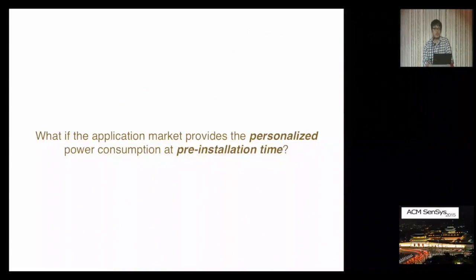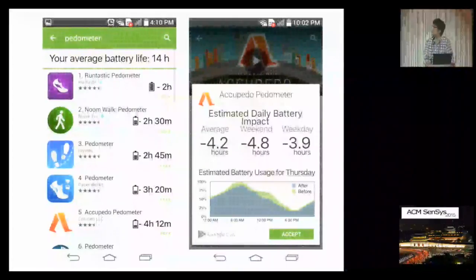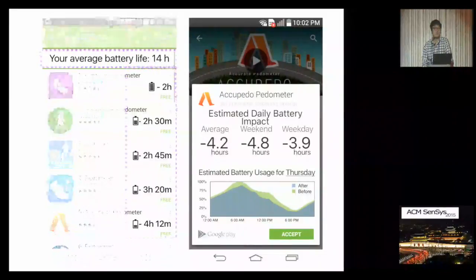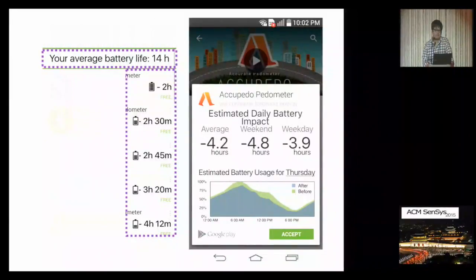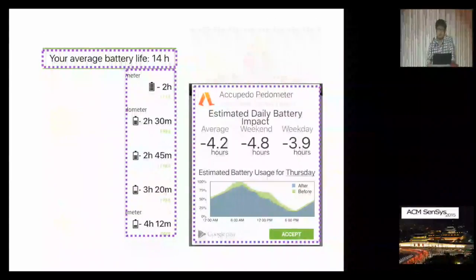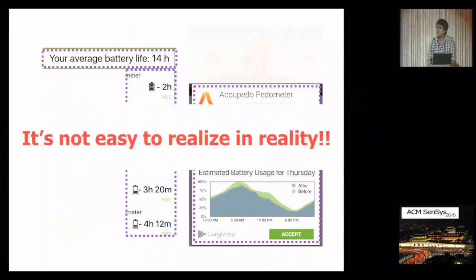Before installing the sensing applications, what if you could see the personalized and detailed battery use information of the continuous sensing application, like this? Think about it: you can compare the expected decrease of battery life for several applications. Also, you can see the estimated battery use over days or over time. If this is possible, you can be relieved of exhaustive trial and error to find an energy-efficient application. However, it's not easy to realize such a function in reality.